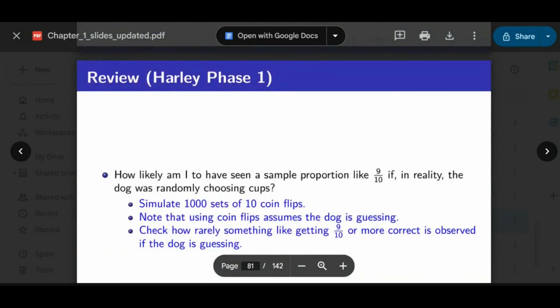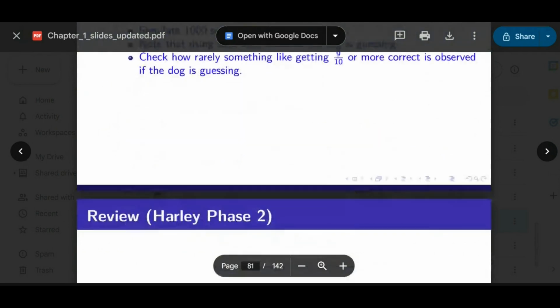So the whole purpose of simulating is to see what happens when you guess. Most of the time you get about half right. Sometimes you get a little bit lucky, you get more correct. Sometimes you're unlucky and you get less than half correct. But on the whole, centered around the middle. So you just check, what did you get though? Well, you got 9 out of 10. That's very extreme. Yeah, and things like that. You check how rarely getting something like this if the dog is guessing.